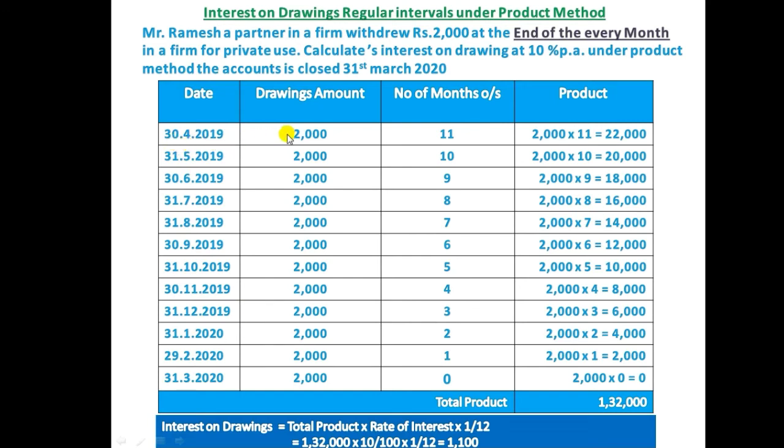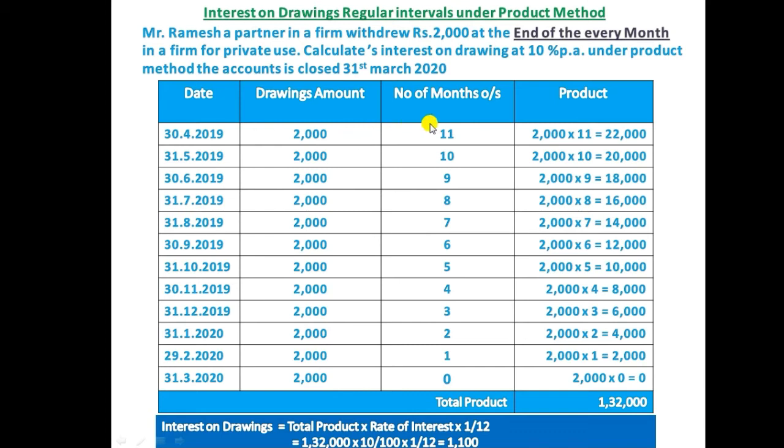So on 30/4/2019 he drew 2,000. On 31/5/2019 he drew 2,000. On 30/6/2019 he drew 2,000. Likewise, till 31st March 2020, he drew 2,000 rupees for his personal use. So we need to calculate interest on drawings with the help of these details.